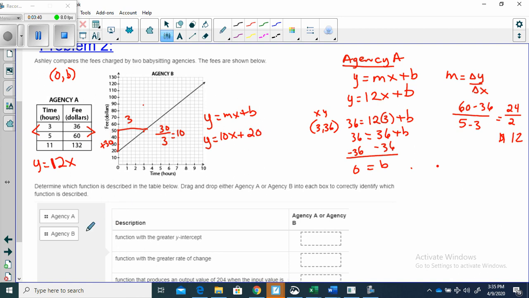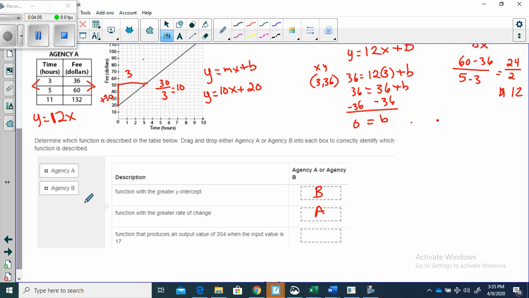Okay, so let's look at this. Which function is with the greater y-intercept? This one's y-intercept is 0. This one is 20. So that would be agency B. Which function has the greater rate of change? Well, this is $10 per hour. This is $12 per hour. That would be function A.